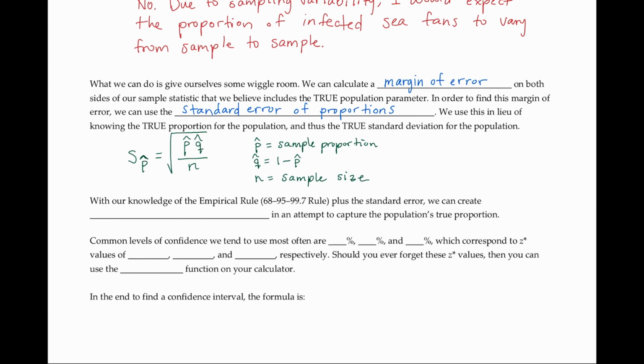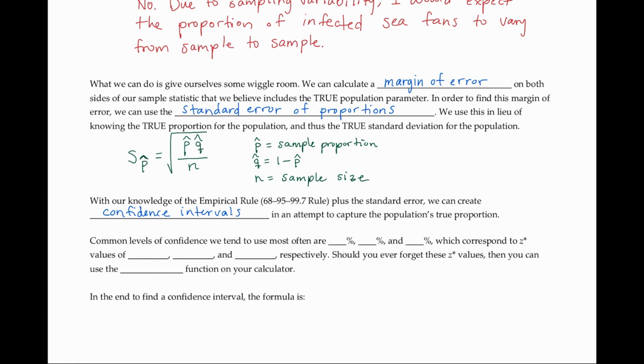Cool, so with that, along with the empirical rule, if you remember, that's the 68, 95, 99.7 rule, along with sort of our normal curve breakdowns in the z-score table that we have, we can create something called a confidence interval. And the goal of the confidence interval is to try to capture the population's true proportion. That's the whole goal. So it's an interval and not just a value, okay?